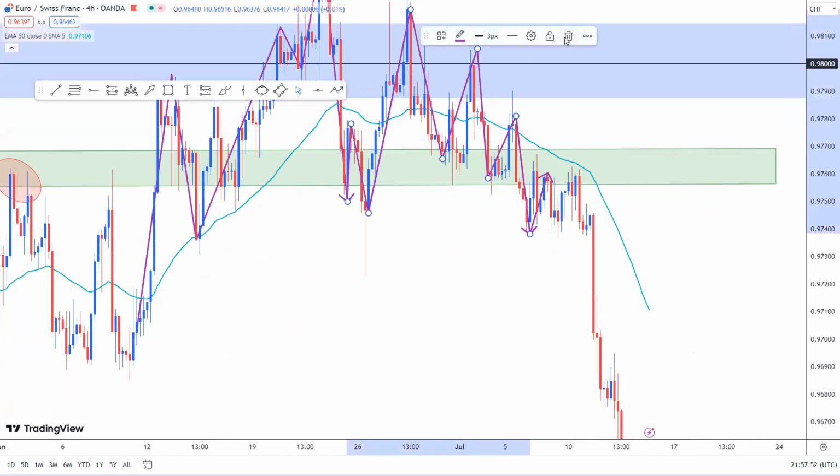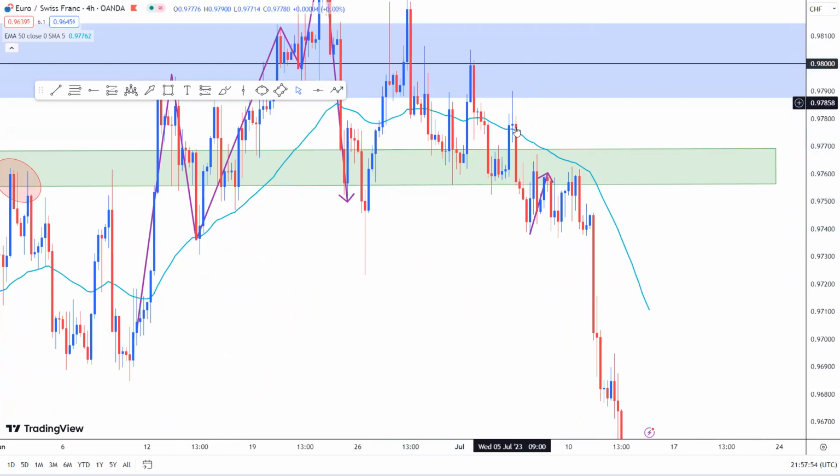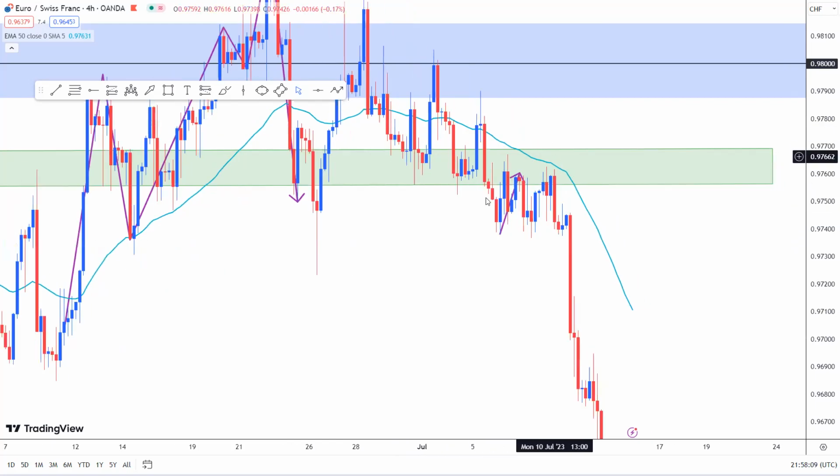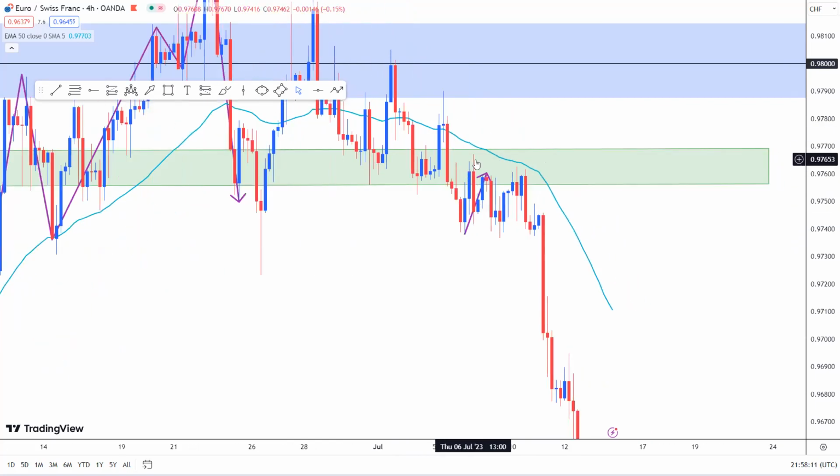As you can see from the hourly time frame, we had a break of the neckline, the green zone right here, which also is our identified area of interest from the daily time frame. As soon as we had that break of that level, we got to see price retest the level also.